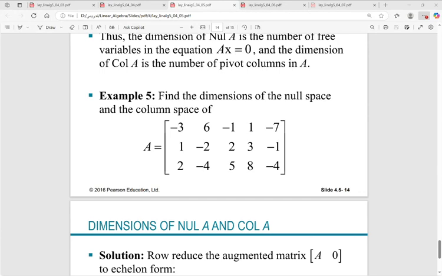Is the example clear to you? Please, doctor, repeat again, please. Repeat again because what? The doctor was not found.